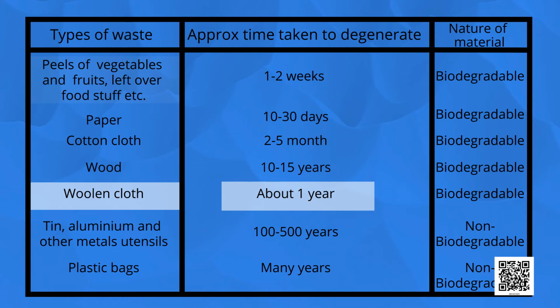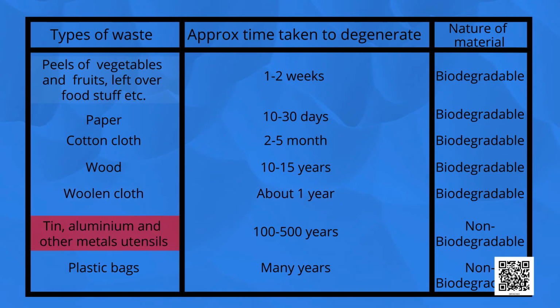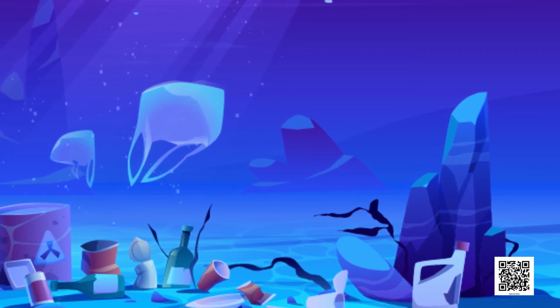Now, next is tin, aluminium and other metal cans, and they take 100 to 500 years to degenerate. And the last one is plastic bags. And you can see that they take several years, that is, 500 to 1000 or more years to degenerate. So we conclude metallic containers and plastic bags both are non-biodegradable. Students, now let us discuss how plastic is adversely affecting our environment.